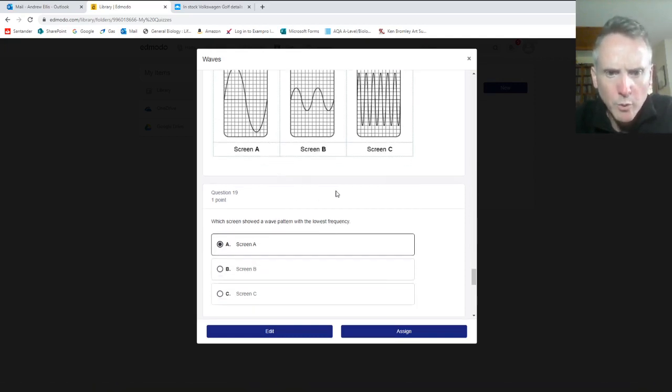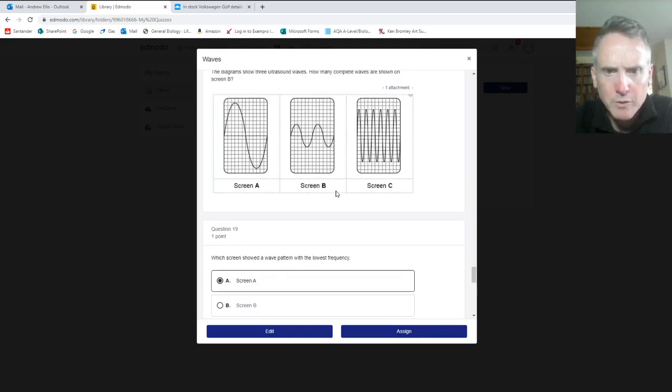Which screen showed a wave pattern with the lowest frequency? Well, that's the least squashy. So that's A. A's also got the highest amplitude.